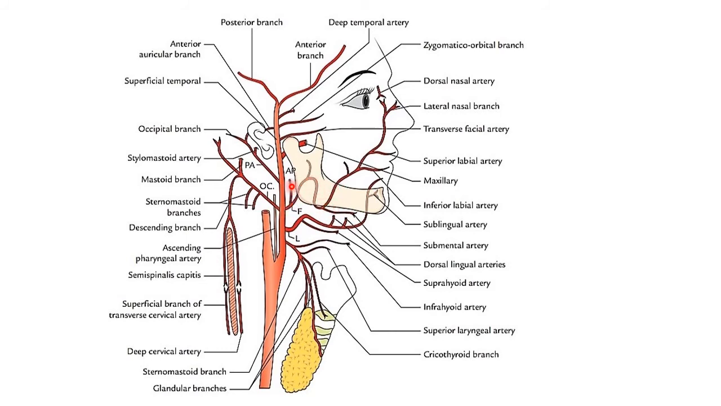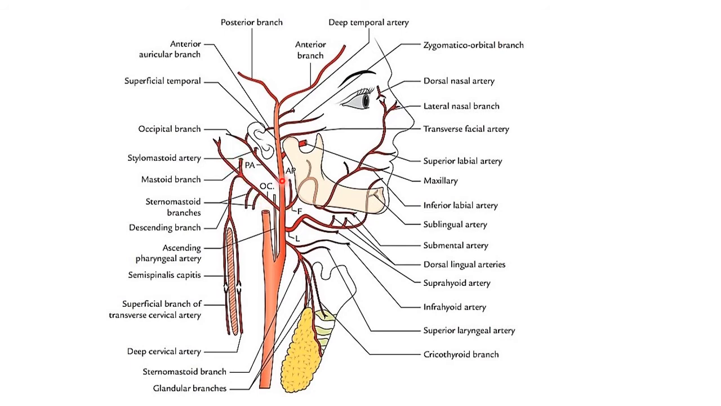It gives off the ascending palatine branch, the tonsillar branch, the submental artery, the inferior labial artery, the superior labial artery, the lateral nasal artery and the angular artery. Opposite the facial artery is the occipital artery, which gives the sternomastoid branches, a descending branch to the muscles, and the mastoid branches that enter the mastoid foramina and enter the posterior cranial fossa.